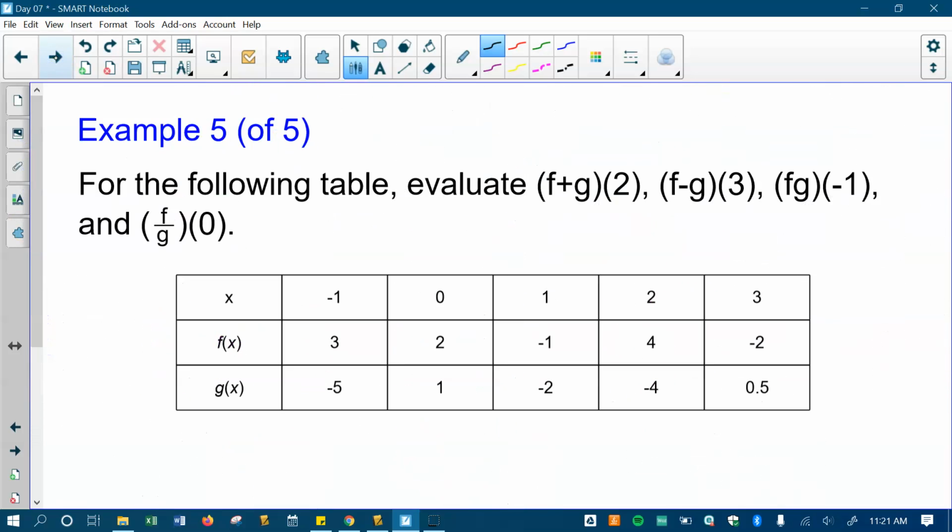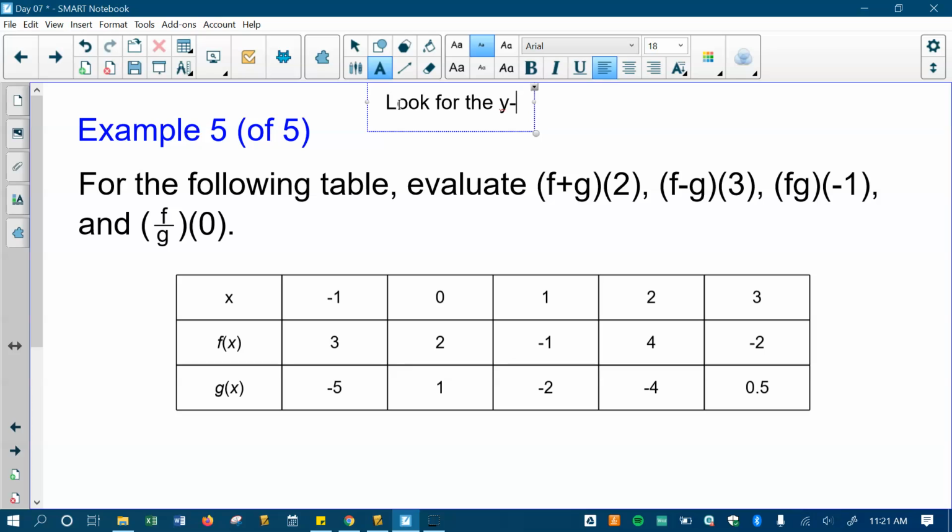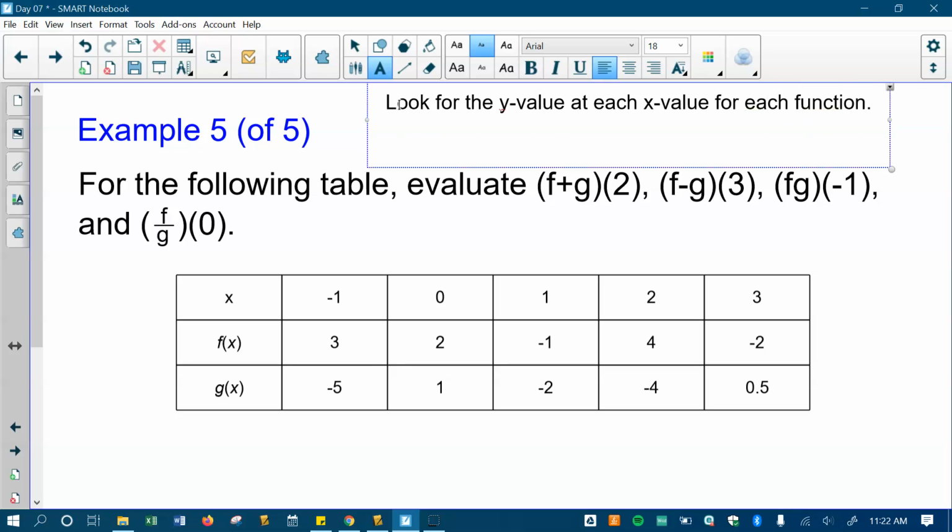Okay, finally, f plus g of 2. Well, f plus g of 2, so what this means is you are looking for y values, so let's just write this out. Look for the y values at each x value, and subtract.